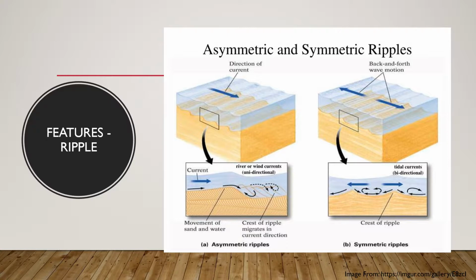When the fluid moves back and forth over a single bed, symmetrical ripples are formed. Thus, the direction of the flow at a particular time determines which side is the stoss and which side is the leeward, and thus where the sediment is deposited.